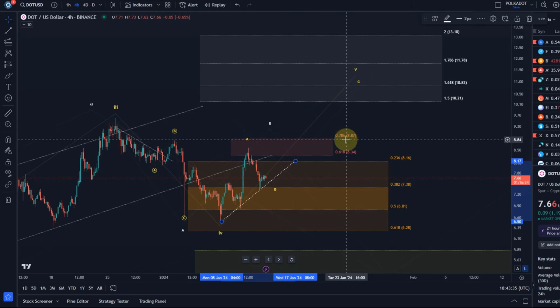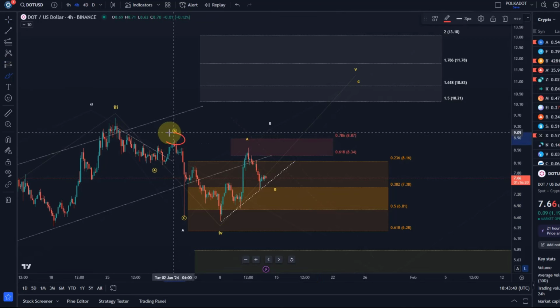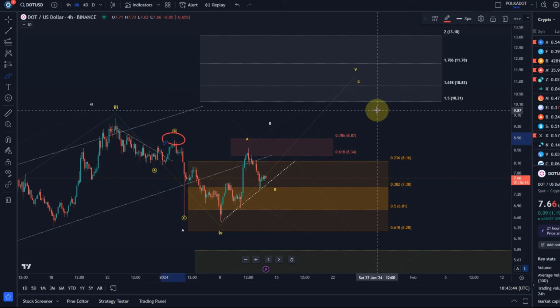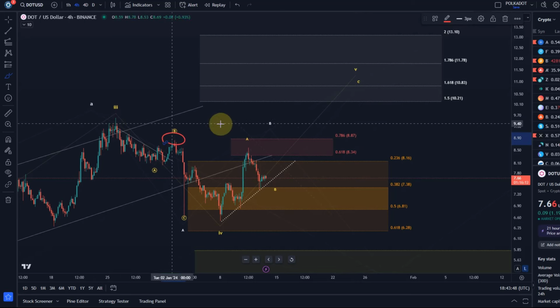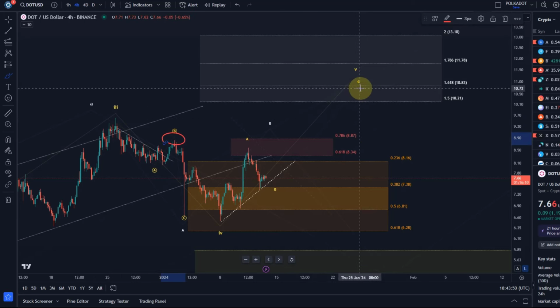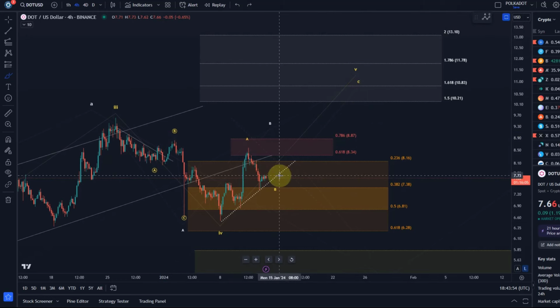Once we see a break above 8.87, which is, by the way, also where that previous structural resistance level is sitting, then we can probably look up to, first of all, $9.60, which is the third wave high, and then the Fibonacci levels that are visible here on the chart. That would be ideal.